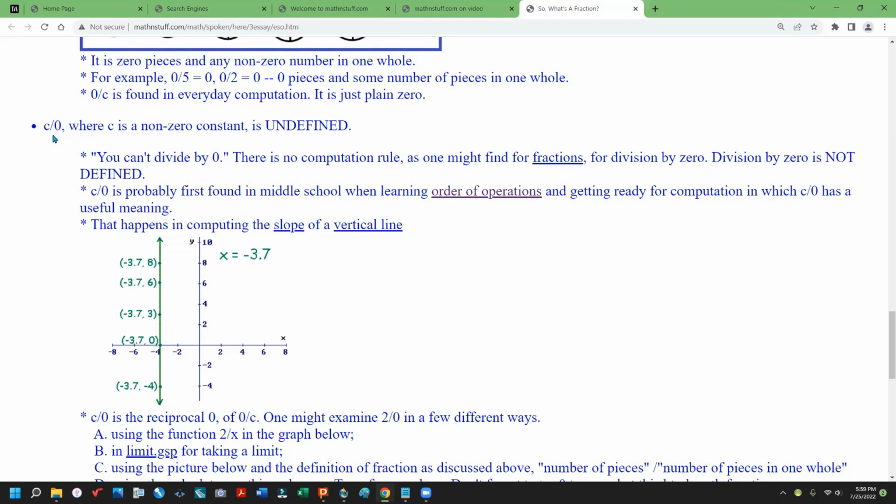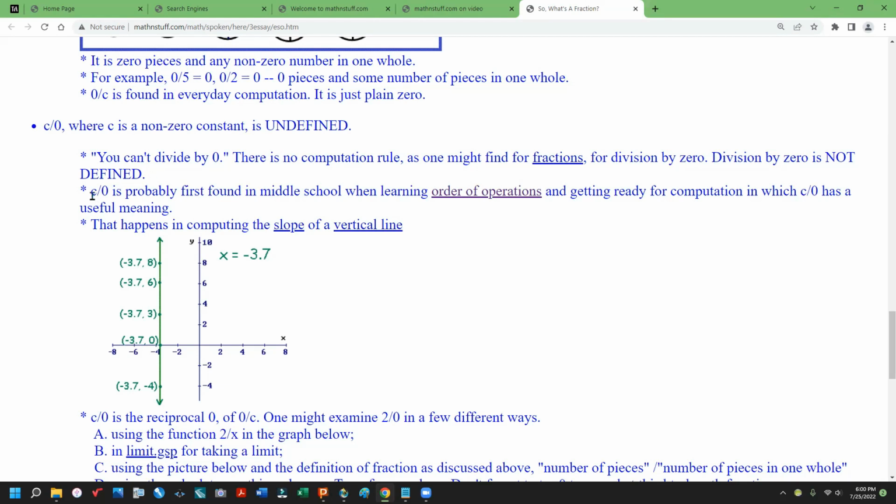Next condition. Some non-zero number divided by 0. That's called undefined. And you've probably heard it 100 times. You can't divide by 0. There's no computation rule, as one might find for fractions or logs, where you have computation rules to use, but division by 0 is not defined. Nobody probably has ever told you why. We're going to look at that in a little bit.